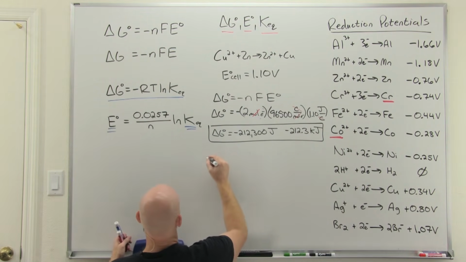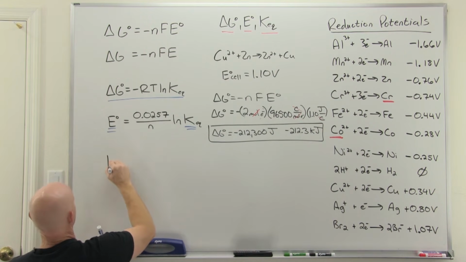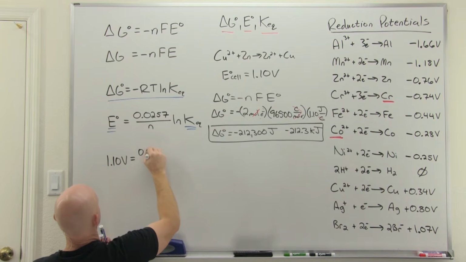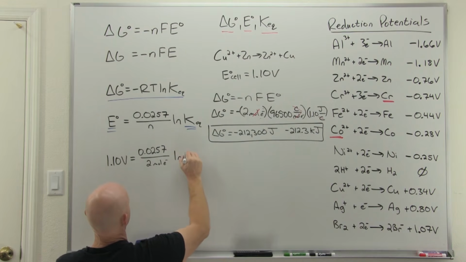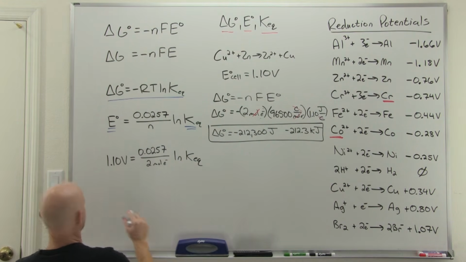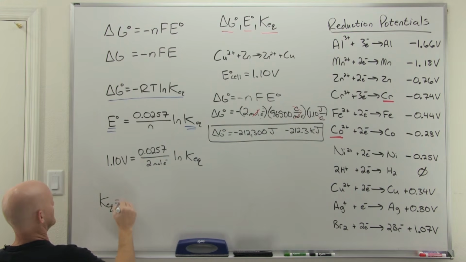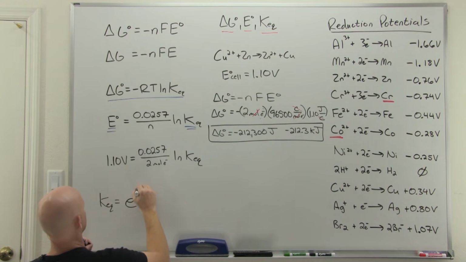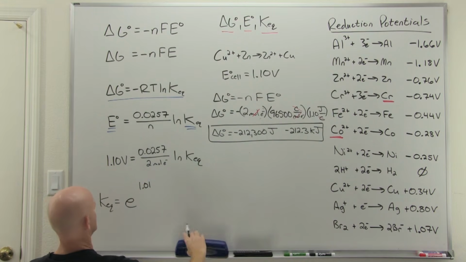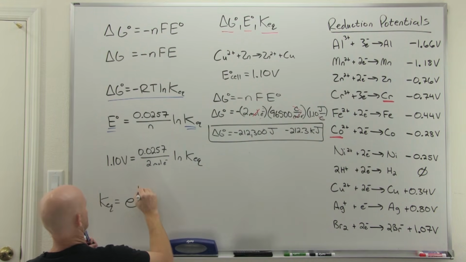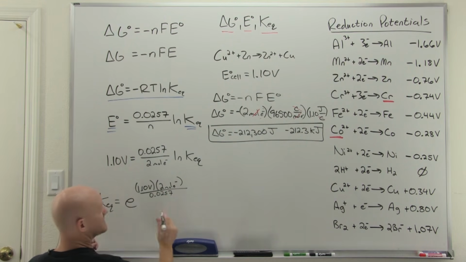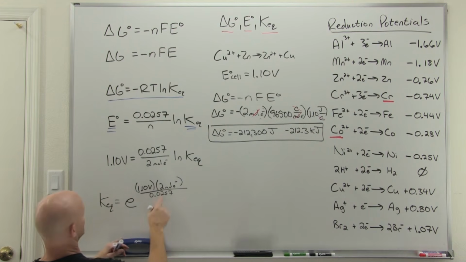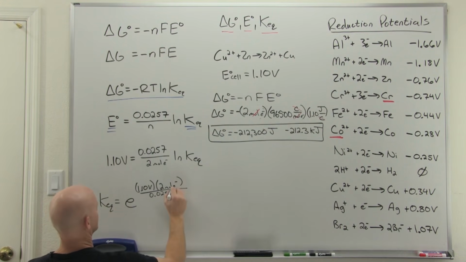And so in this case, we've got 1.10 volts equals 0.0257 over 2 moles of electrons times the natural log of KEQ. And if we rearrange this and solve for that KEQ, it's going to be e to the power of 1.10 volts times 2 moles of electrons all over 0.0257. By the way, it's implied that this is all being done at 298 Kelvin. Otherwise, these constants don't apply. So they'd have to give you that in the problem as well.